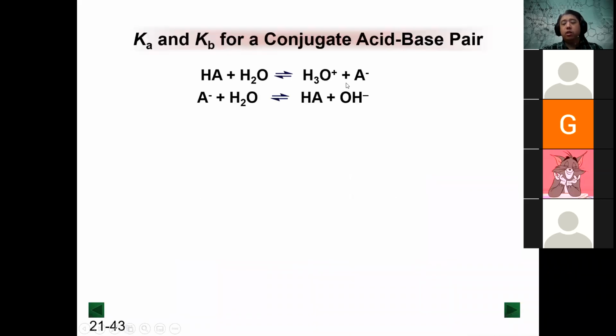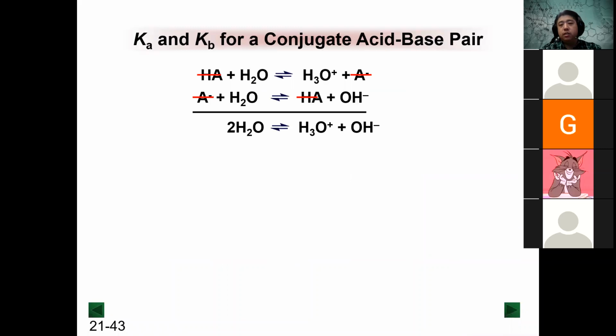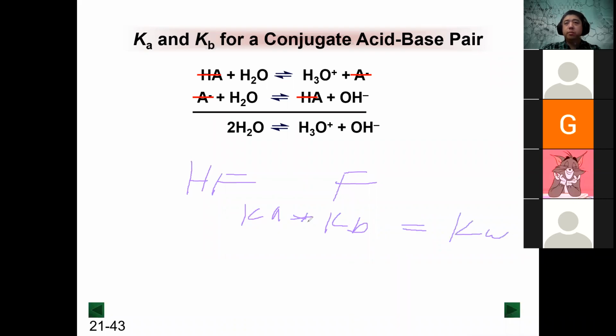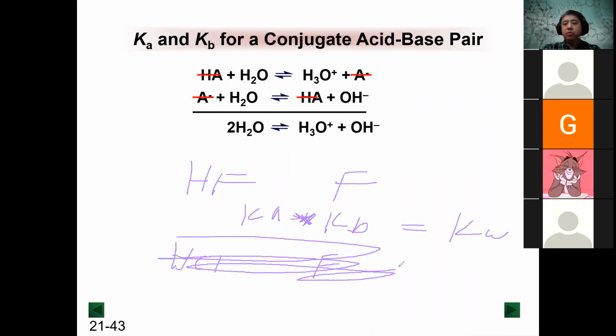All right, talking about Ka and Kb. If they are a conjugate acid base pair, Ka times Kb will equal Kw. Once again, this only applies if it's a conjugate acid base pair. So if I have HF and F minus, this Kb and this Ka, the two of these times together should equal Kw. If this was HCl and then F minus, these would have no relationship whatsoever. I cannot calculate that.